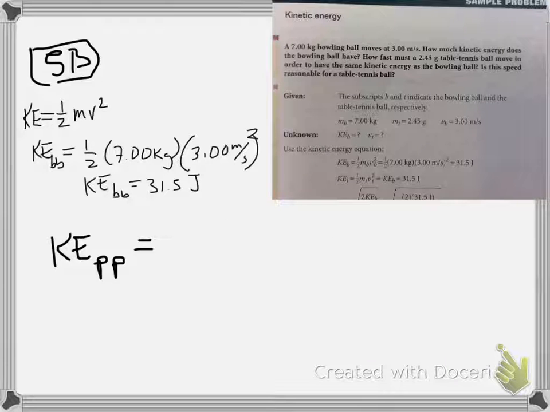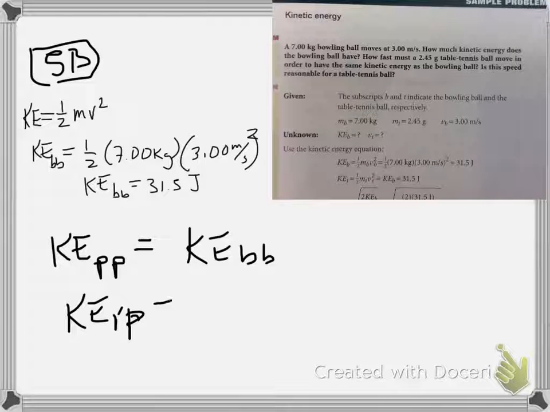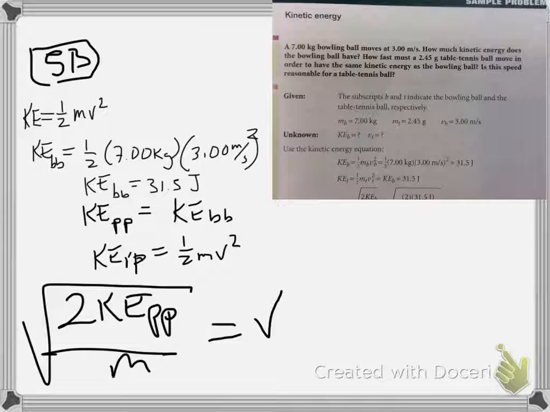We want the kinetic energy of the ping pong ball to be the same as the kinetic energy of the bowling ball. And what we want to know is what speed the ping pong ball has to achieve to accomplish this. So we're going to solve for velocity. So KE of the ping pong ball, for which we have a value, equals 1/2 mv squared. So we have the square root of 2 times the kinetic energy of the ping pong ball divided by mass is equal to the velocity that's required. I skipped a bunch of algebra steps, but I think you guys can all follow that.